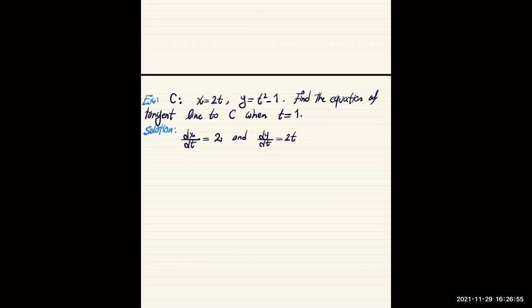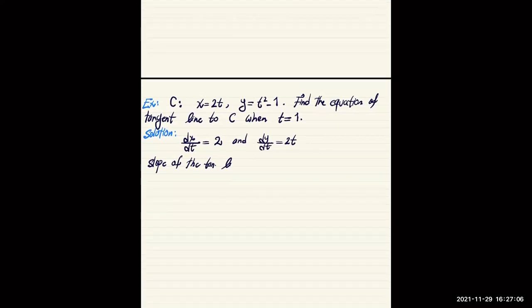Since we want to find the equation of the tangent line, I need its slope. The slope is dy/dx, which is dy/dt over dx/dt. We found those t derivatives. We have 2t over 2, and the slope is equal to 2. All right, slope here is constant.